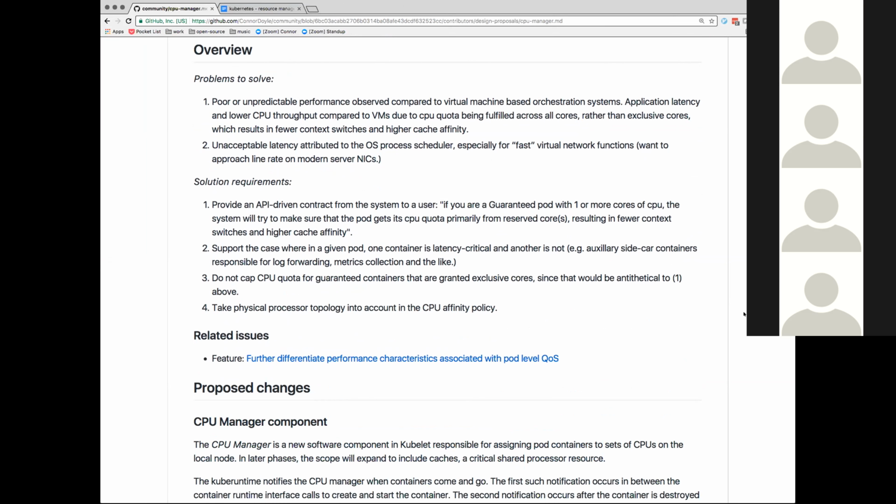What problem is this trying to solve? One was one that you, Derek, at Red Hat mentioned: you were involved in some bake-offs with some other scheduling systems that were VM-based, and you observed poor, unpredictable performance compared to some of those other systems. So higher application latency and lower CPU throughput. And there's a hypothesis that a large portion of that is due to the CPU quota being fulfilled across multiple cores rather than an exclusive subset of cores.